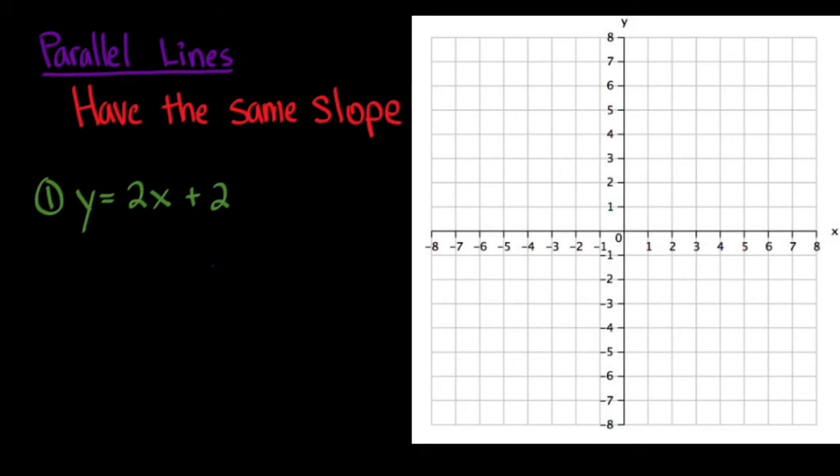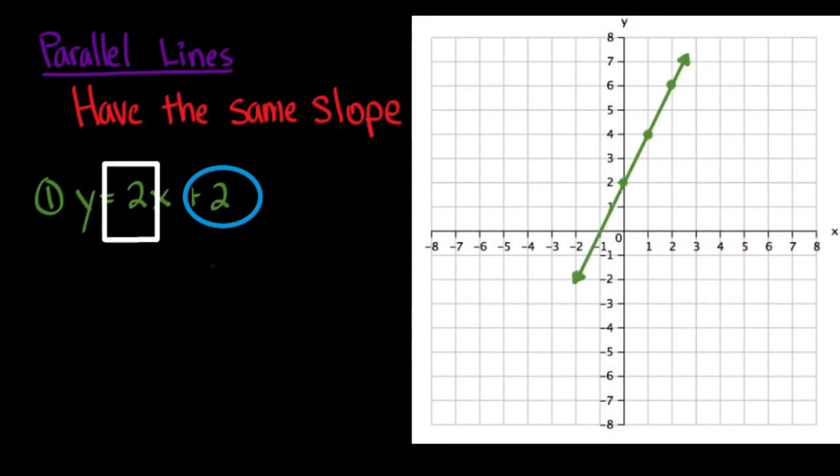My y-intercept is 2, right? Let me just change this color so you can actually see it. My y-intercept is 2, and my slope is 2 over 1, right? I'm rising and running: rising up 2, running over 1, right?